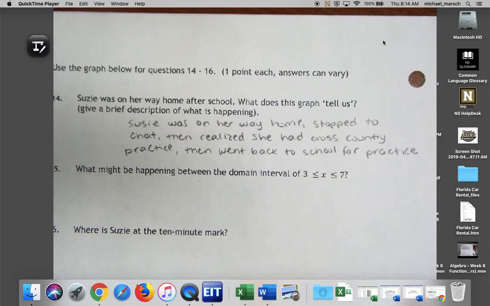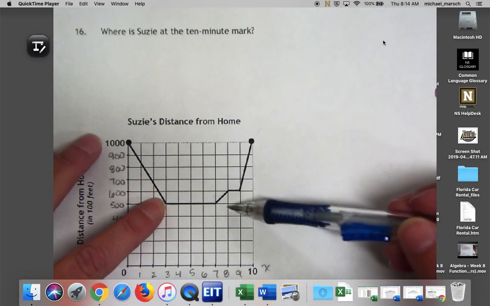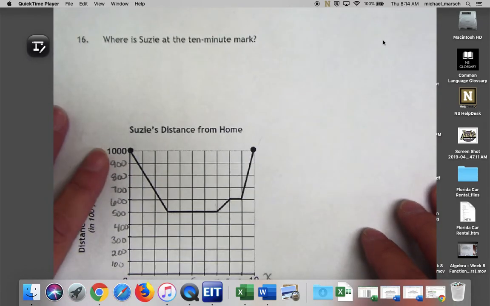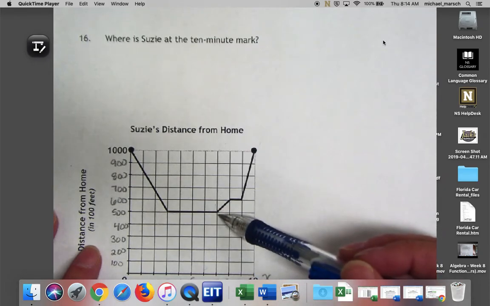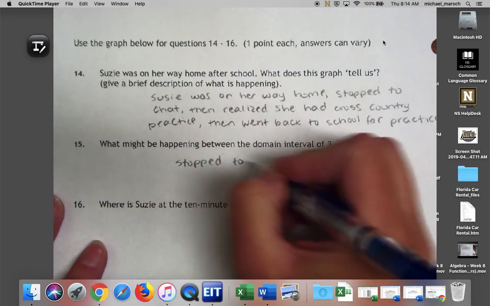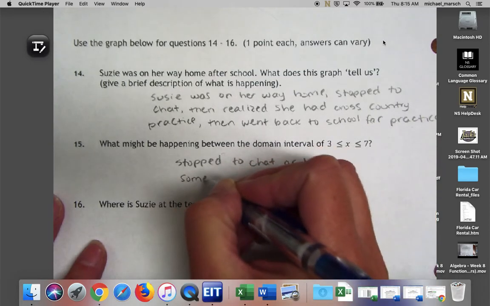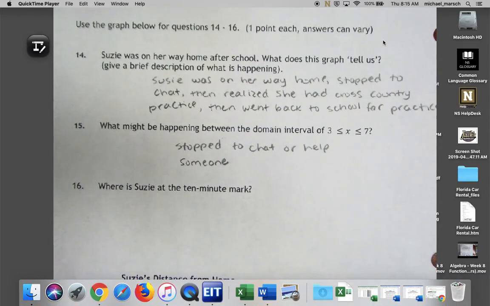What might be happening between interval 3 and 7? So we kind of talked about this up in our description. What might be happening here? She could be talking with a friend. She could be, maybe she stopped somewhere to help somebody for a few minutes, right? Maybe somebody had trouble with their bike. We're going to go ahead and assume that Susie's a really nice person. So we're going to say she stopped to chat or help someone, right? Maybe Susie's an 8th grader and she saw that a 6th grader needed some help, but she was friendly.